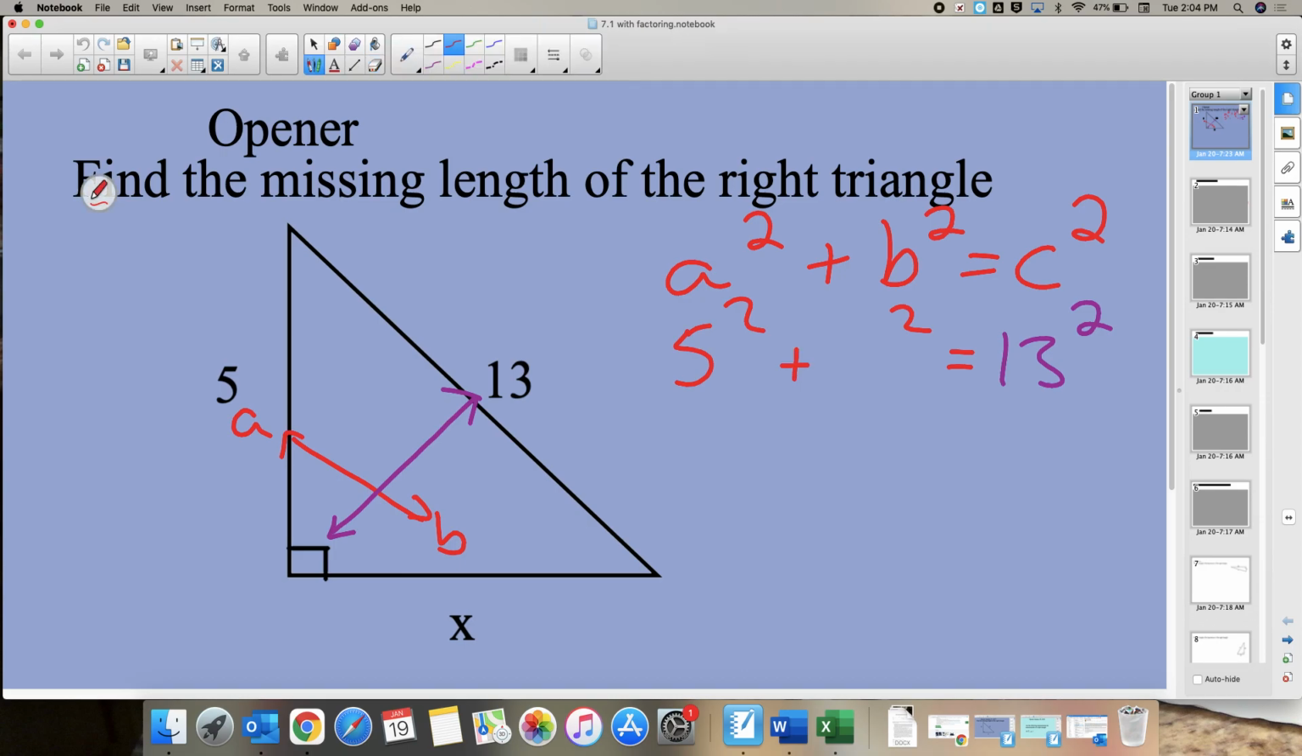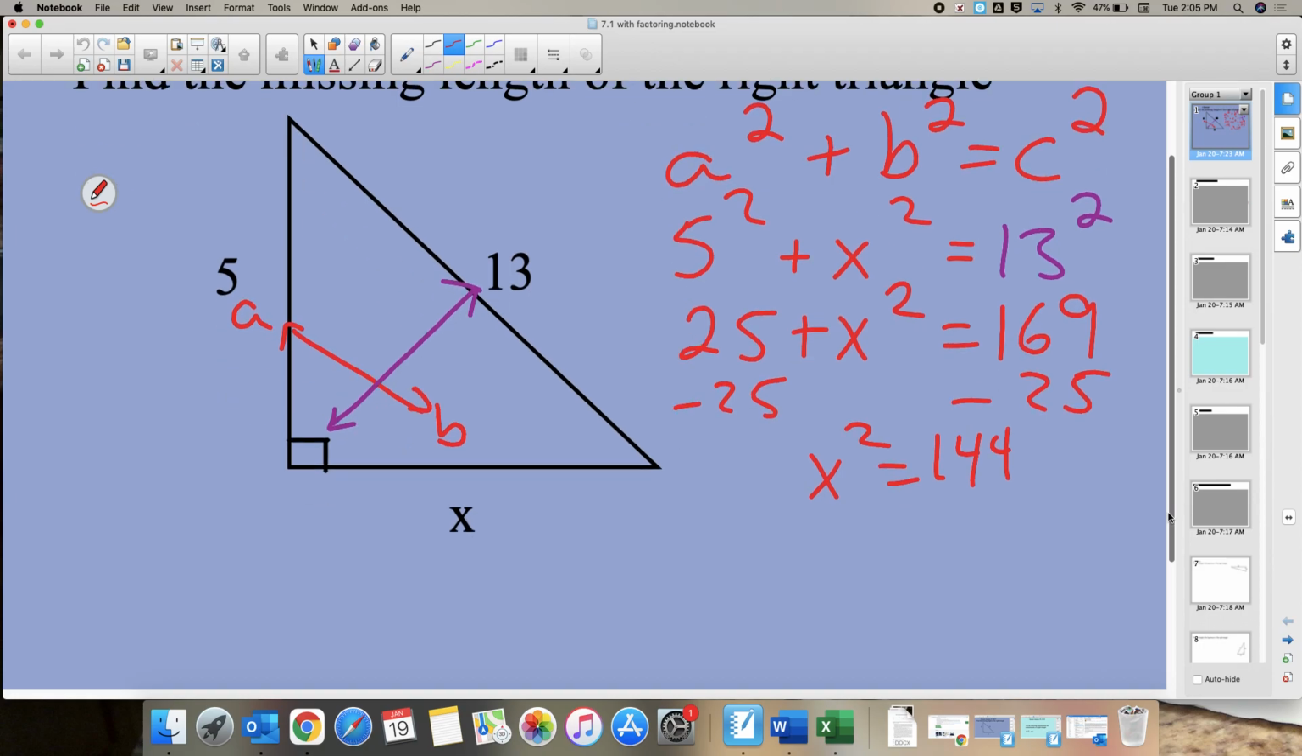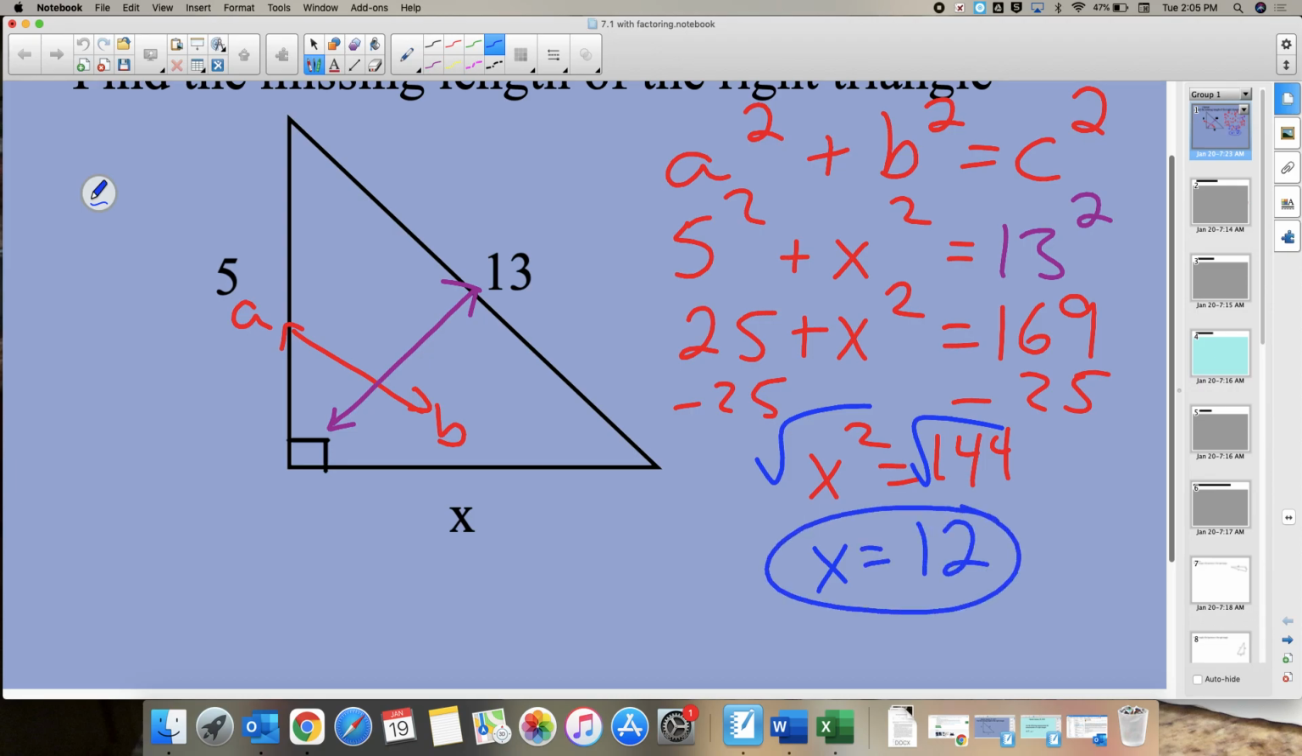So technically in this problem, my B is X. So 5 squared is 25. 13 squared is 169. So we subtract our 25 over. We get x squared equals 144. To solve, to get rid of that squared, we just take the square root of each side, giving me x equal to 12 as my missing side.